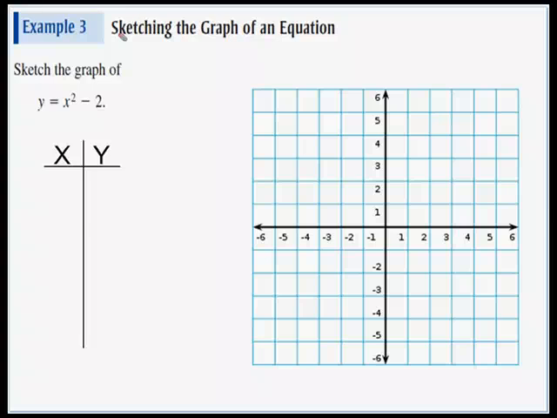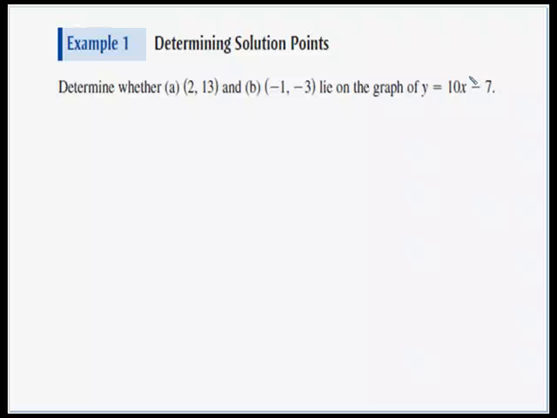And here in example 3, we're just going to sketch the graph of the equation. So our function is already set up, y equals, and it's equal to x squared minus 2. Now in the previous example, I said that this was x to the first power, so that was going to be a straight line.